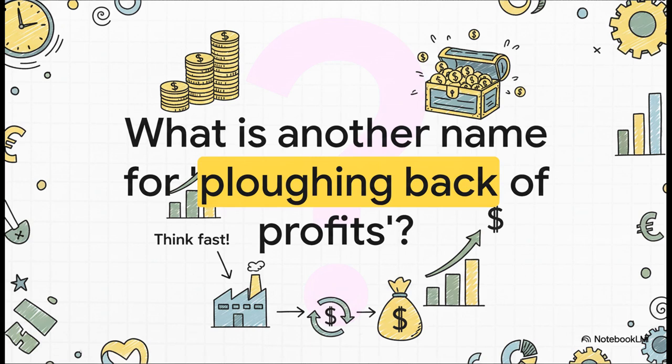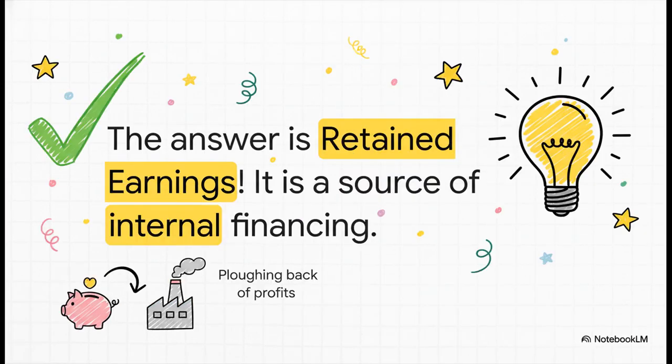We just talked about this. It's when a company uses its own profits to grow. What is that other name for plowing back of profits? Come on, think. And the answer is retained earnings. Of course it is. I hope you got that one right. Samjhay, did you understand? I bet you did.